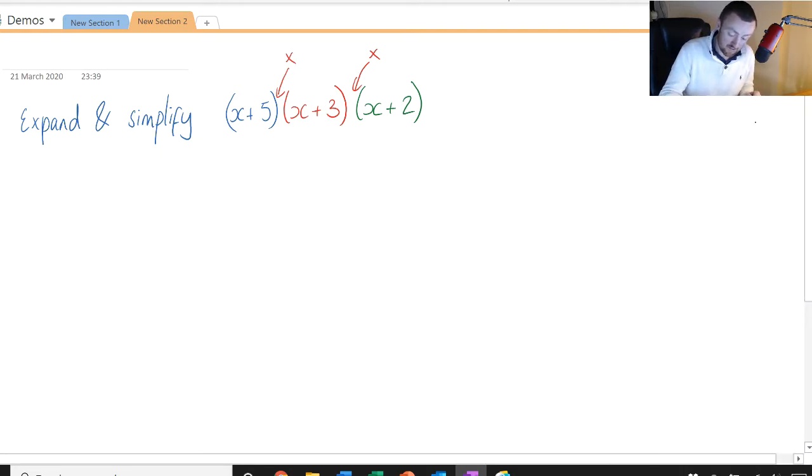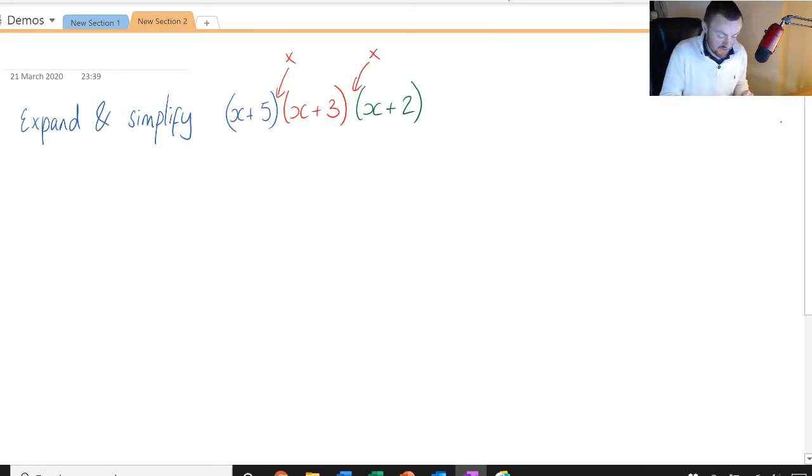When you are expanding brackets, more than two of them, in this case we've got 3, it doesn't matter whether you do x plus 5 times x plus 2 and then use your answer to multiply that by x plus 3, or you could do x plus 5 times x plus 3, get your answer to that and multiply it by x plus 2. It doesn't matter which order you do it in. I'm going to be logical and multiply the first two brackets together first. So this on its own is just an expanding double brackets question.